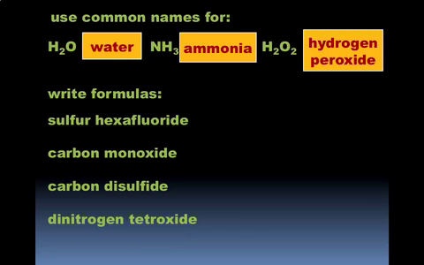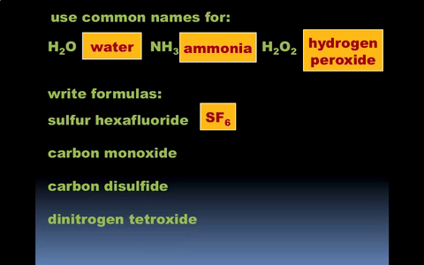To write the formulas, these are pretty easy because they tell you how many are present of each element. So the first one says sulfur hexafluoride. For sulfur, there's no prefix on that, so I know there's only 1. And hexa is 6, and that's on fluoride, so that means there are 6 fluorines. So I have SF6.